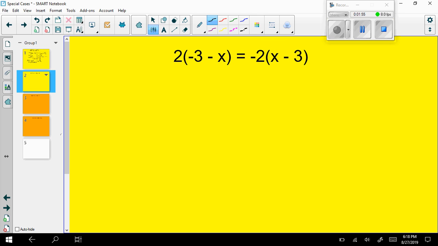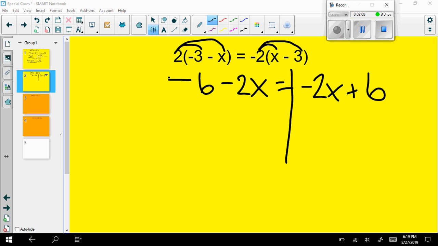Let's see another example. So same thing on this one, I'm going to distribute. So I'm going to pause this here. I want you to try and distribute on your own before looking at the next step. So you can check your distribution. So on my left-hand side, I distributed the 2 to the -3 and the -x. And then on the right-hand side, I distributed -2 to x and to this -3.